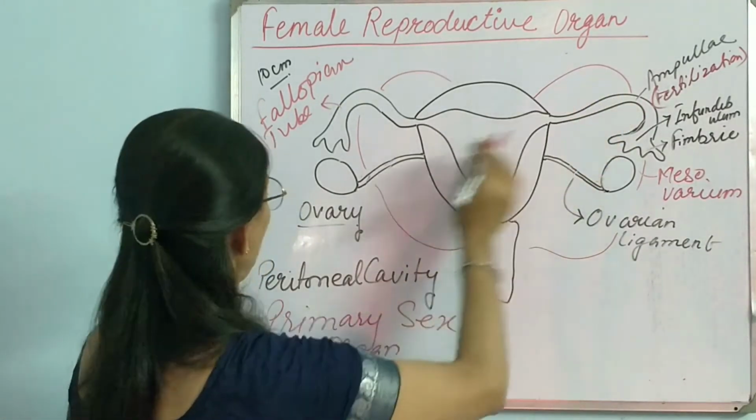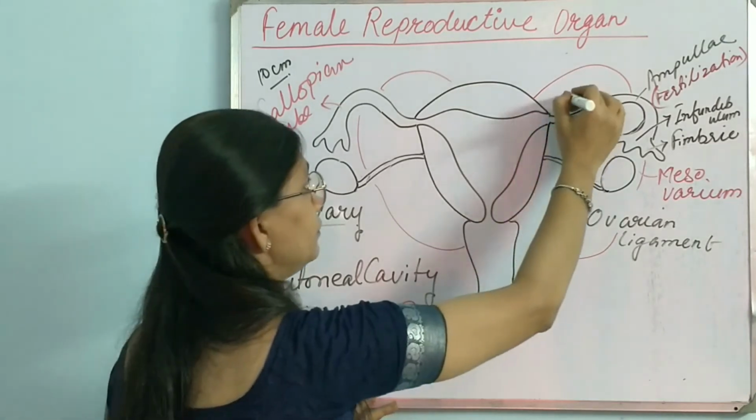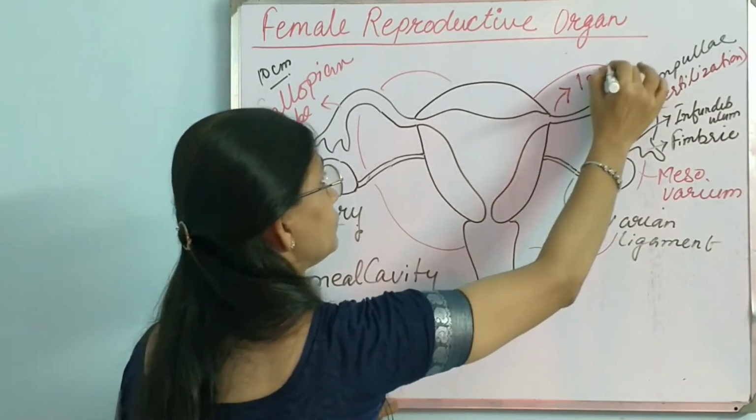Now, the place where the fallopian tube joins with the uterus is known as the isthmus.